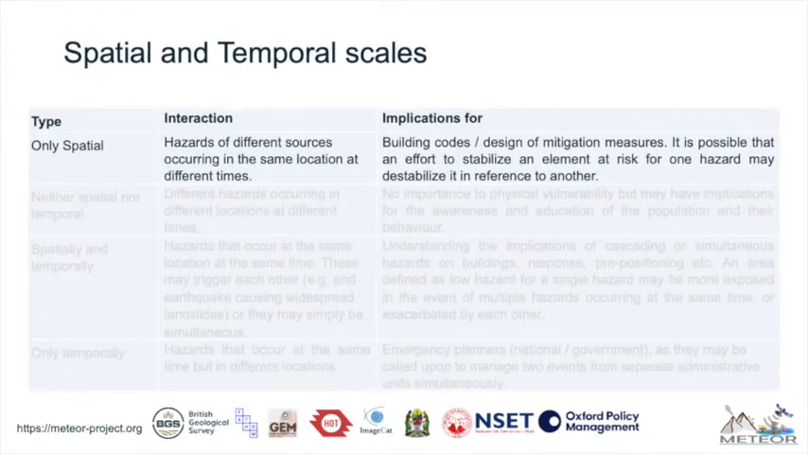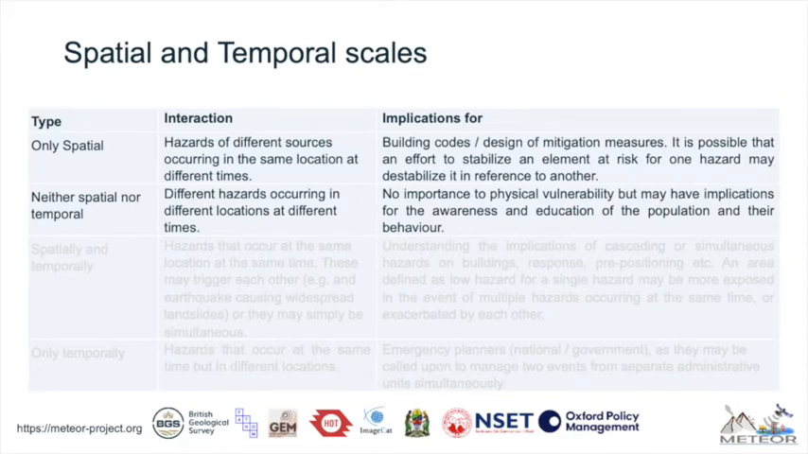It is important to consider these interrelationships and the scales over which they occur, because it will have implications for how this multi-hazard information can be used. If a hazard is only related to another hazard spatially, for example, then we can assume that the hazards have different sources and therefore occur at different times, even if they affect the same area. The spatial relationship of hazards may have implications for mitigation methods such as building codes and building design. It is possible that if these are not properly considered, then the efforts made to stabilize a building from one hazard may destabilize it in reference to another.